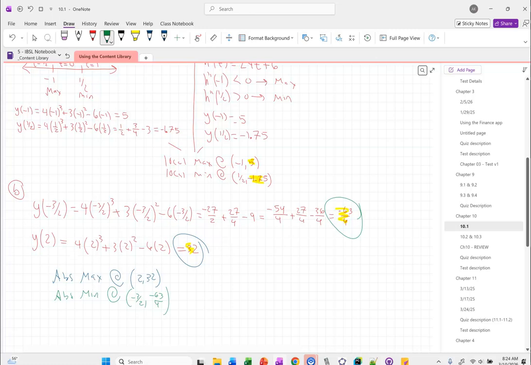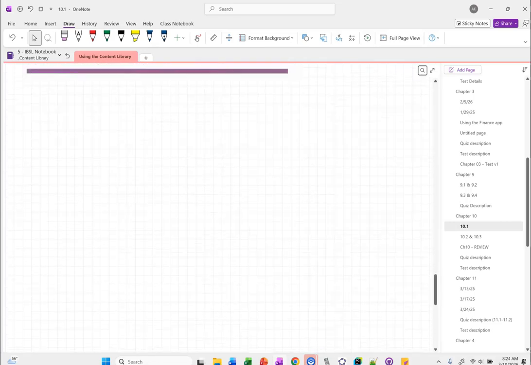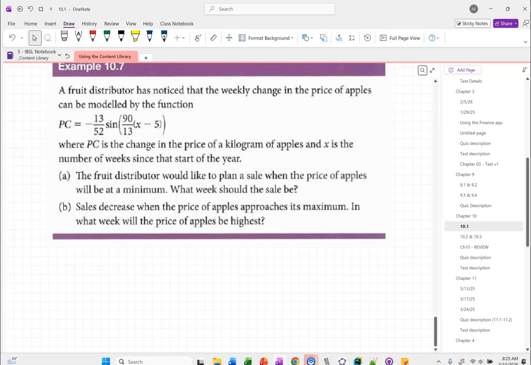Everybody feel okay? This is like the same question. I'm going to skip that. I want to do this one because you kind of have to do it on your calculator. Because notice the terrible function that we have here.